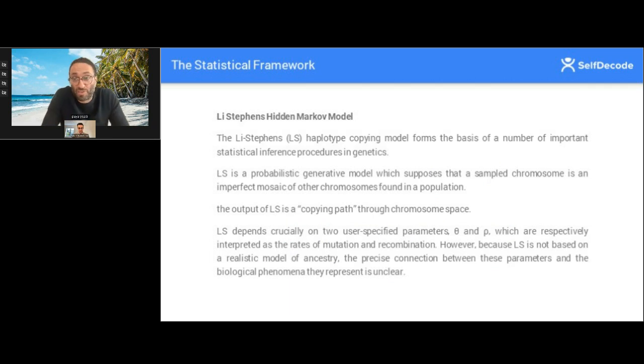Now, I should also tell you, to make it very simple, the guys who figured out how to do this actually wrote a very big paper, and it's quite popular. It's called the Li-Stephens hidden Markov model, after two guys, Li and Stephens, who came up with it.